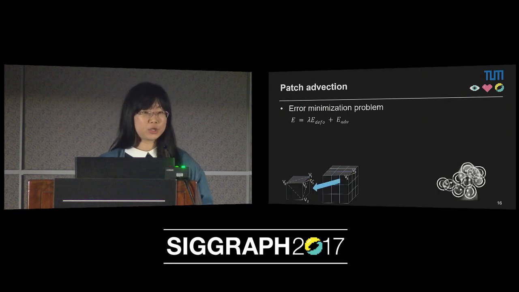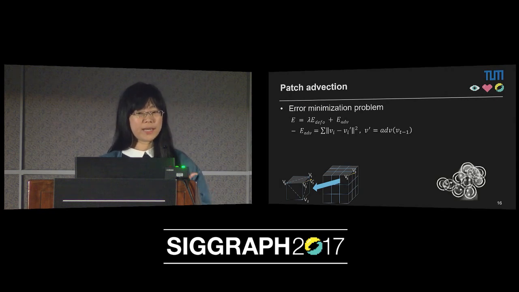This is our patch. You see that it is further subdivided into smaller tiles, and the control is done on the vertices of the tile. The advection error is simply defined as the distance between the current position V and the advected position V', which is advected from the previous frame. Similarly, we define the deformation error as the distance between the position V and the desired undeformed position V star.